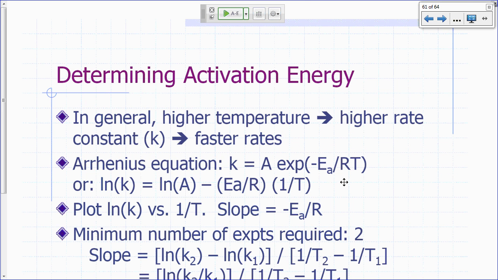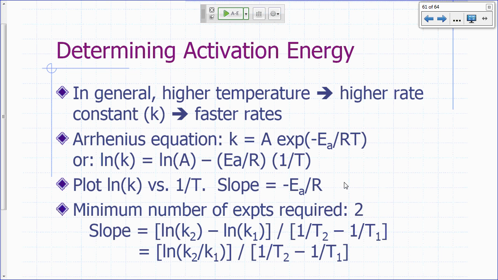Let's talk about determination of activation energy. As we've mentioned earlier, in general, the higher the temperature when you do your reaction, the higher the rate constant, and you get a faster rate. Why is that? Reactions occur because of collisions, right? So the higher the temperature, the faster the molecules or atoms are moving, the more often they collide. They have more energy to overcome what's called the energy of activation, the minimum energy you need for the reaction to occur. Okay?